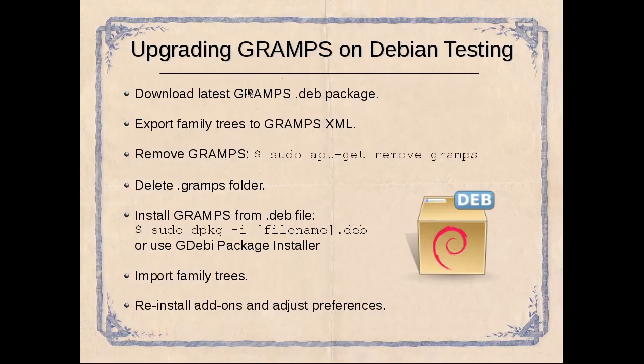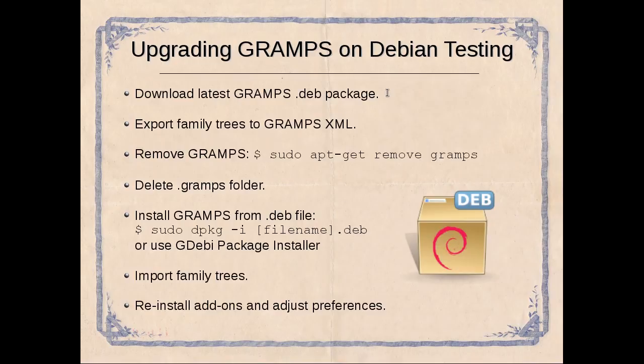First thing we're going to do is download the Gramps Debian package from the website. We're going to export family trees to Gramps XML format. We're going to remove the old version of Gramps, including the material in the home folder. Then we are going to install Gramps from the deb file previously downloaded. Then we're going to import the family trees that we exported above. And then we're going to wrap up by reinstalling add-ons and adjusting preferences. So let's get to it.